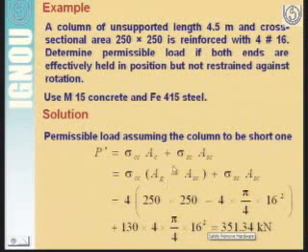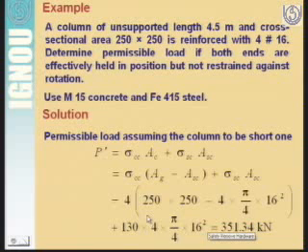Now put the values. Here Ag you can calculate as 250 into 250, simply because it is a square column. Sigma Cc for M15 is 4 MPa, as given in the code, so we have taken 4 as sigma Cc here, minus the area of the steel. As you know, 4 bars are given, so 4 into the area of 1 bar, and the area of 1 bar you can calculate as pi by 4 into d square. So here you can calculate the first part of this formula.